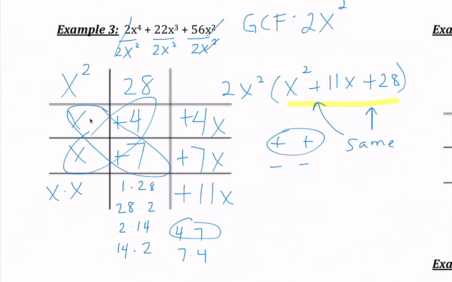So one of my factors is x plus 7. My other factor is x plus 4. And I can't forget to put my greatest common factor out front, which was 2x squared.